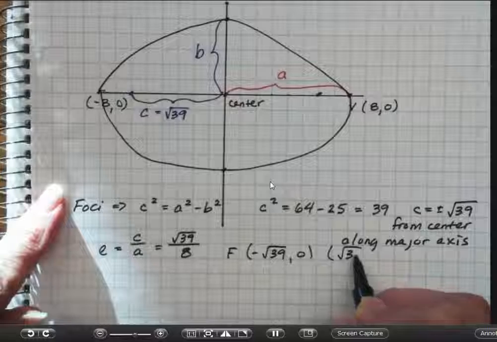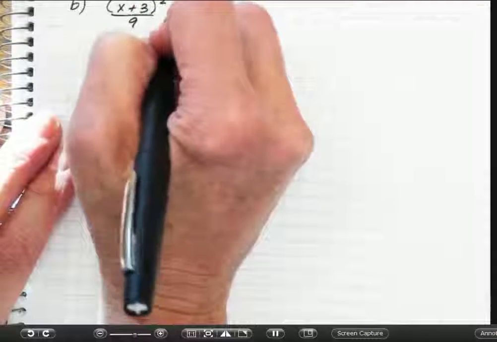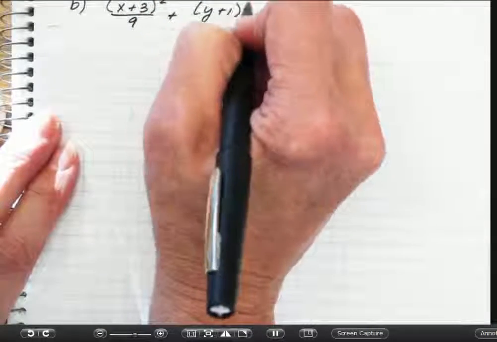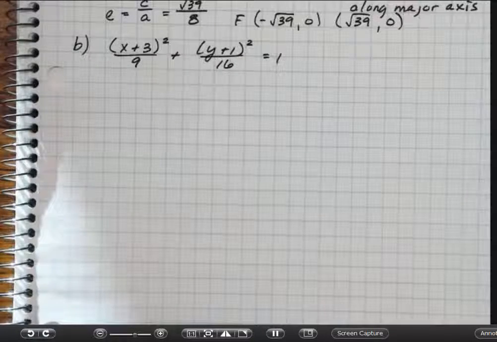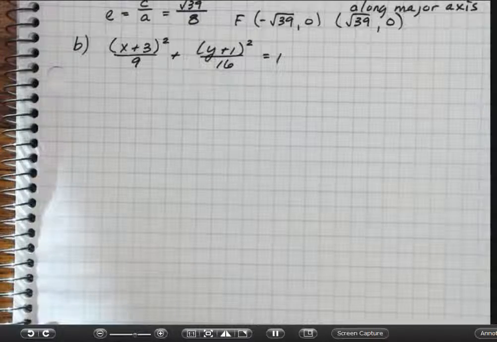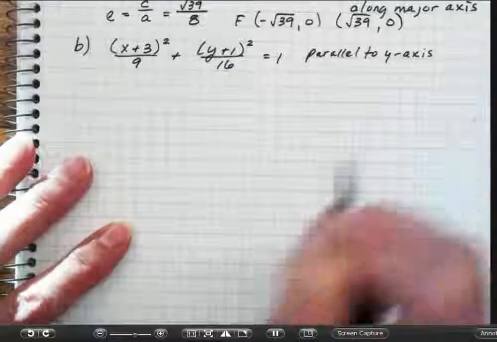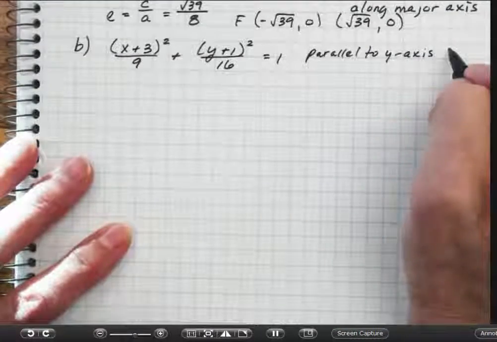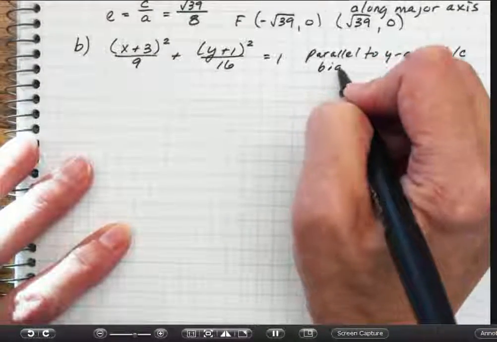We're going to take (x plus 3) quantity squared over 9 plus (y plus 1) quantity squared over 16 equals 1. So I'm going to be parallel to which axis? The y-axis or the x-axis? I'm going to be parallel to the y-axis because it has the larger denominator. So parallel to the y-axis, this makes it a vertical ellipse because bigger denominator.